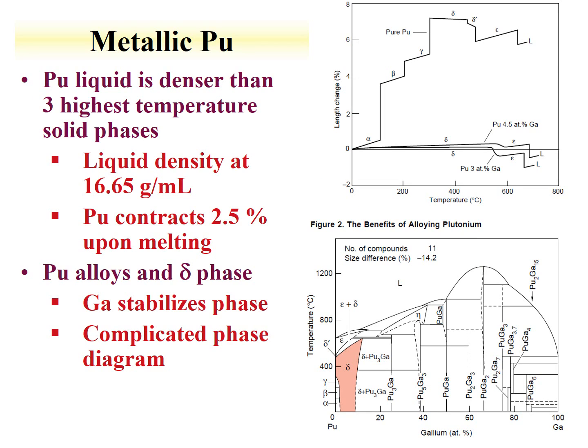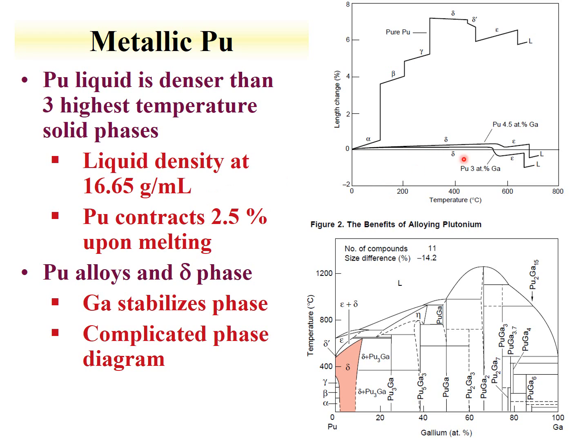So for plutonium metal, we see that the liquid is denser than the three highest temperature solid phases. So liquid density is 16.7 grams per milliliter, where the other phases, the three highest temperature phases, are less than that. For this reason, materials that are made with plutonium are often alloyed so that behavior can be consistent.